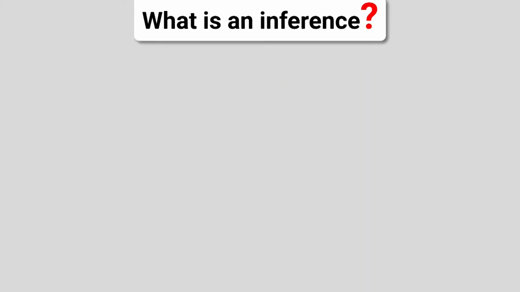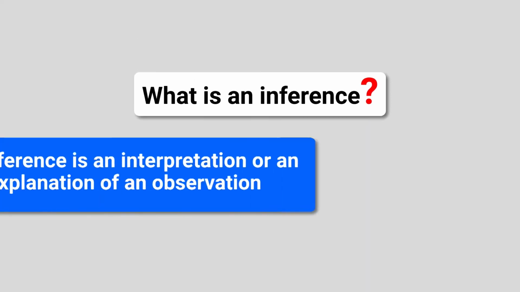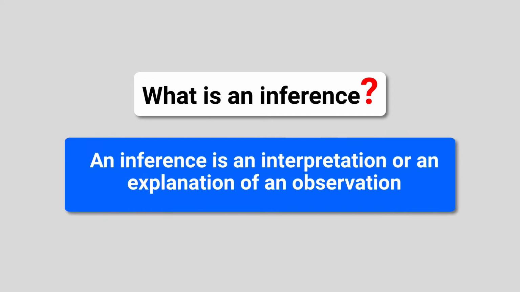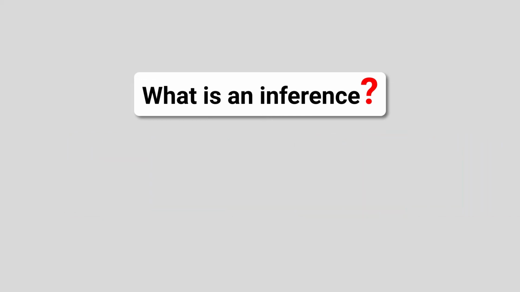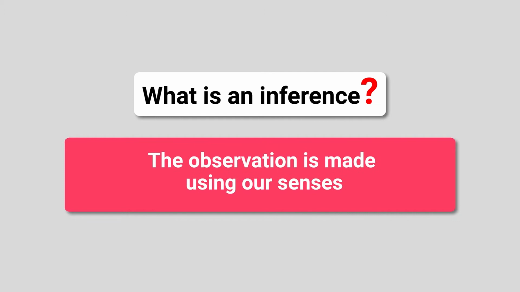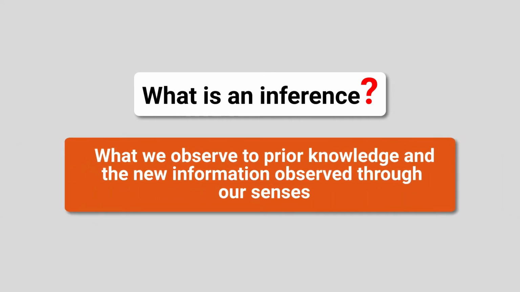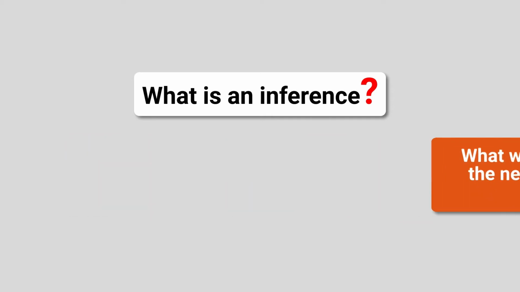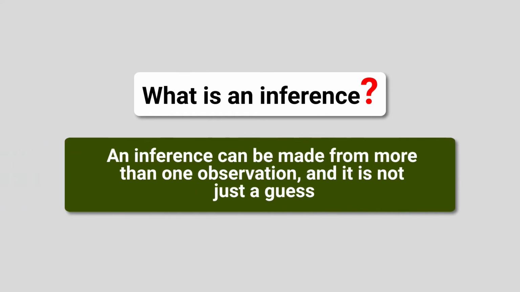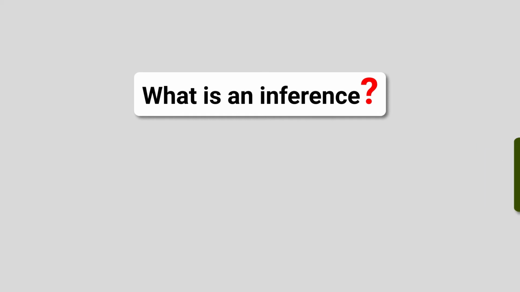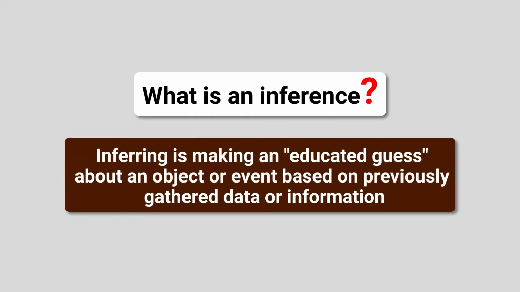Inferring, what is an inference? An inference is an interpretation or an explanation of an observation. The observation is made using our senses. To make an inference, we connect what we observed to prior knowledge and the new information observed through our senses. An inference can be made from more than one observation, and it is not just a guess. Inferring is making an educated guess about an object or event based on previously gathered data or information.